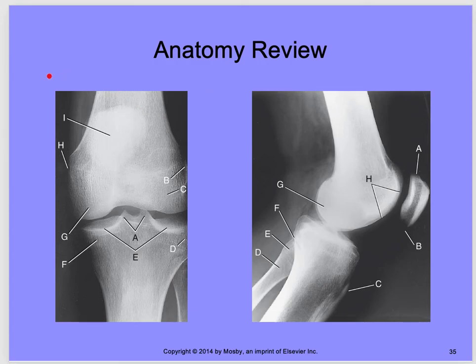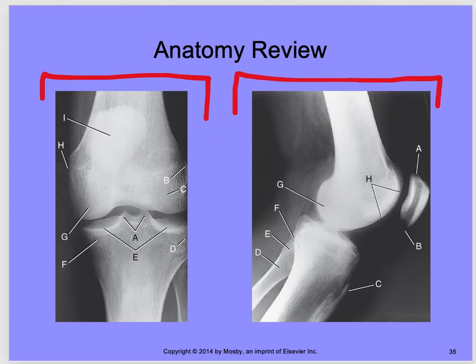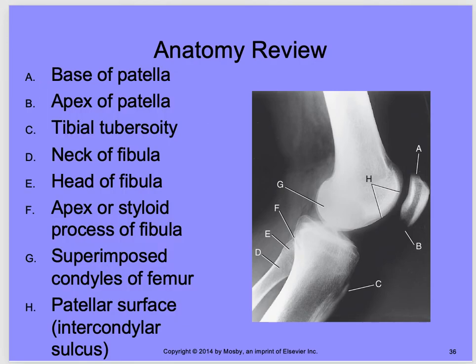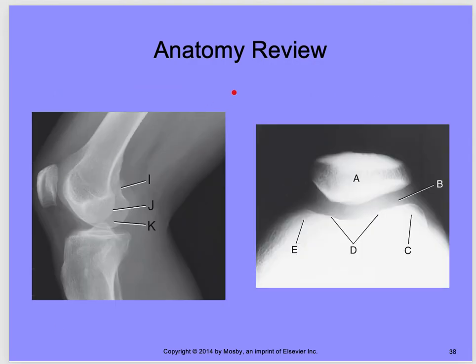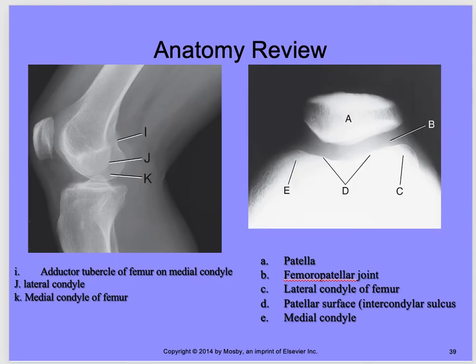Anatomy review. Once again, take these two images. I'm not going to go over what they are because they are within your PowerPoint right here. Just make sure that you're able to label each one and know which each one is. A through H is labeled. And then on this one, A through I is labeled, so make sure that you can identify each one of those. Anatomy review one more time. These are going to be in your book, so make sure that you find them and are able to label them. And they are labeled right here as well. So make sure that you're able to recall those, label them, and know where they are.